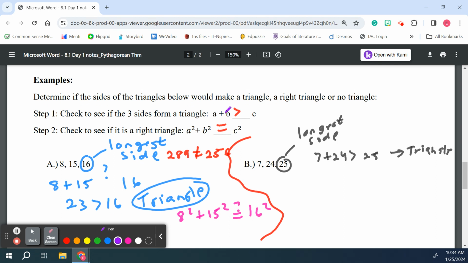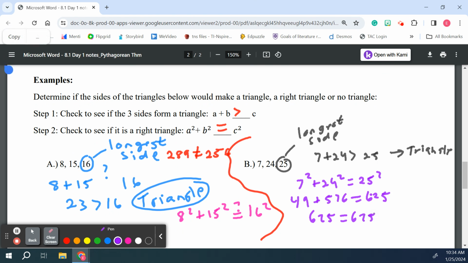Now we're going to check to see if it's a right triangle. So we're going to do 7 squared plus 24 squared, and we're going to see if that equals 25 squared. This ends up being 49 plus 576 equals 625. If I add these up, are they equal? Yes, they are. 625 definitely equals 625. So therefore, we have not just a triangle, we have a right triangle.